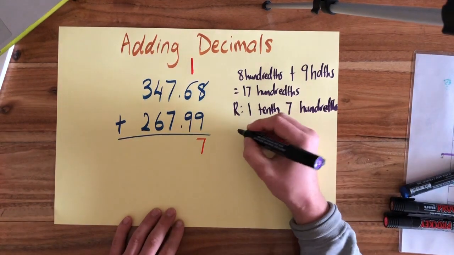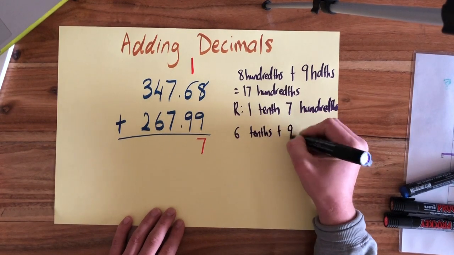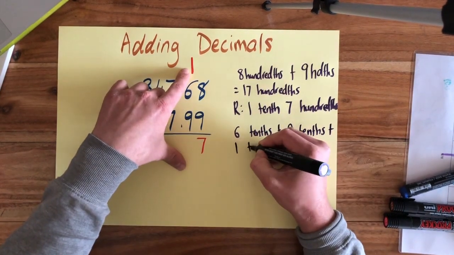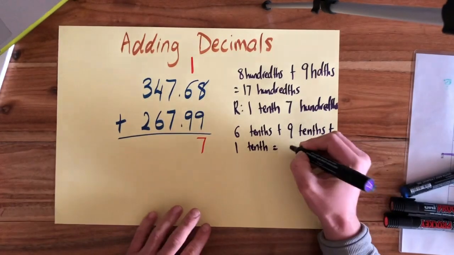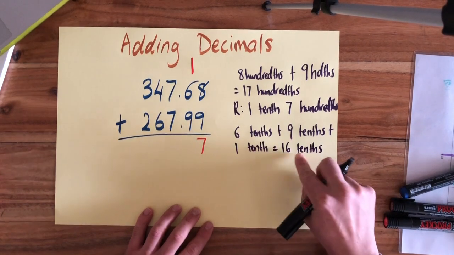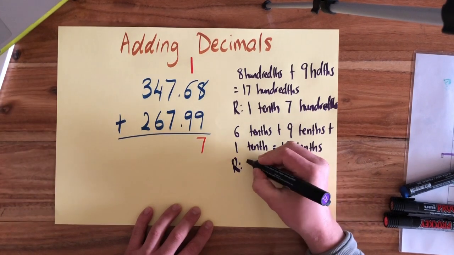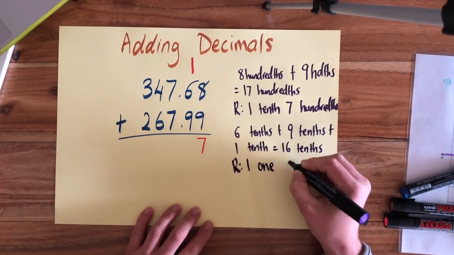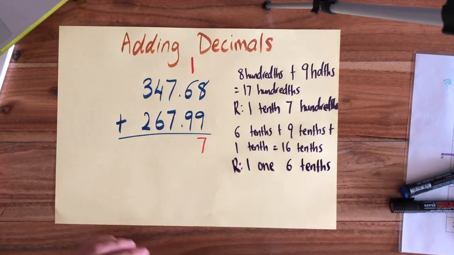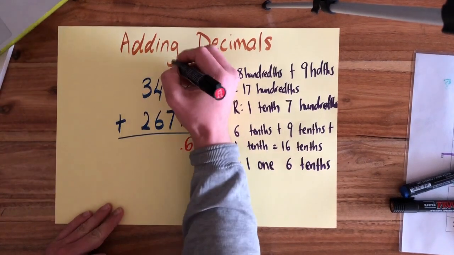Next step, 6 tenths plus 9 tenths plus my extra tenth equals 16 tenths. Can I rename it? Well, I've got 10 of something, so therefore I can, so I rename. 10 tenths make 1, 6 tenths. Excellent. So all I now need to do is place my 6 tenths, put my decimal point here, just so I can show it, and my 1.